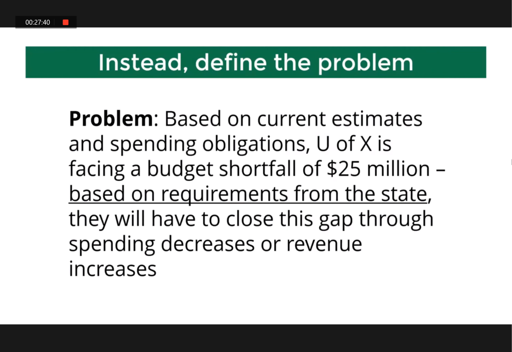So let's say we do a little digging, and I'm just going to define the problem for you. I'll show you how we do this in more depth later in the course. But based on current estimates and spending obligations, U of X is facing a budget shortfall of $25 million. Based on requirements from the state, which you learned about, the only options they have are to close this gap through spending decreases or revenue increases, meaning they have to balance this shortfall. There is no option to have this on the books.